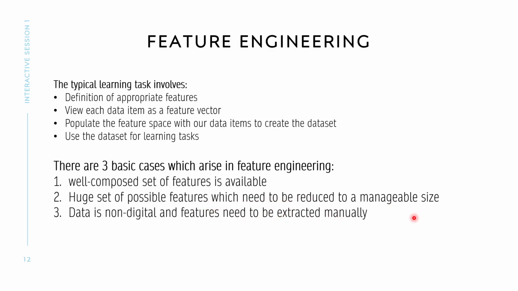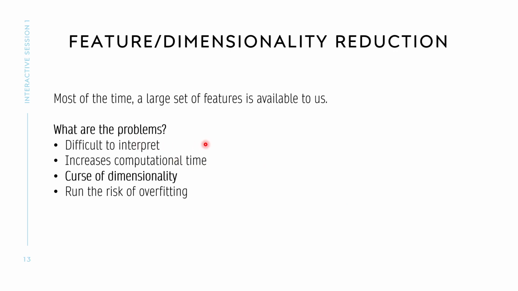Because you could argue, why not just take this huge set of features and feed it to my learning algorithm, and it should be able to learn, right? A large number of features means my data is very well defined, and I should be able to get a better performance out of my model. So there are certain problems associated with that. There are some reasons why we don't want to use a very large set of features.